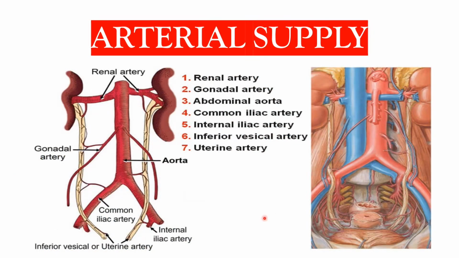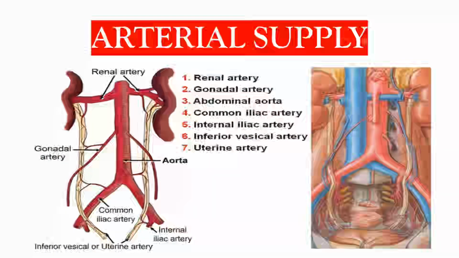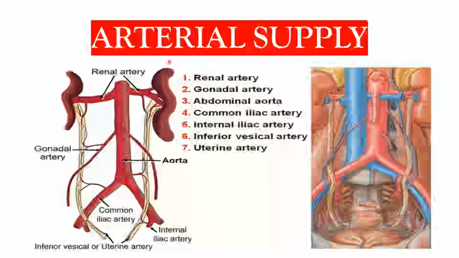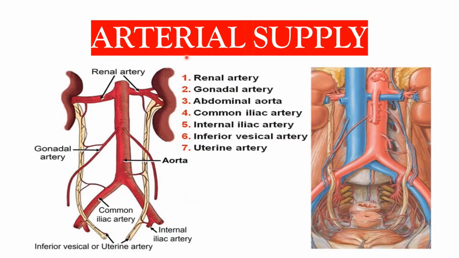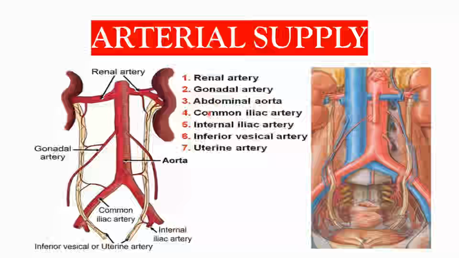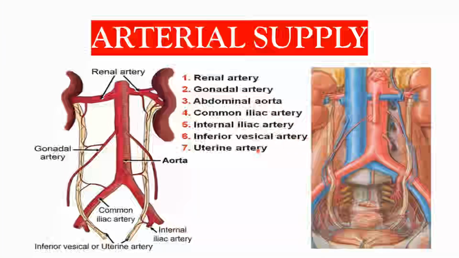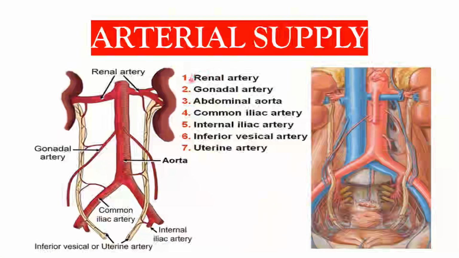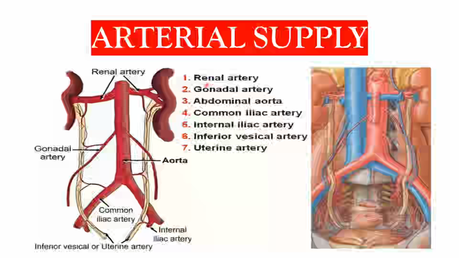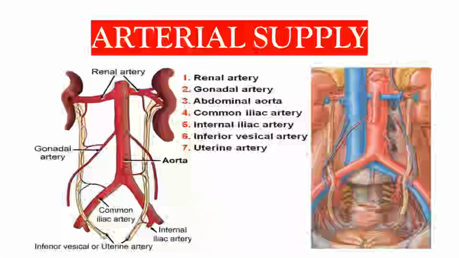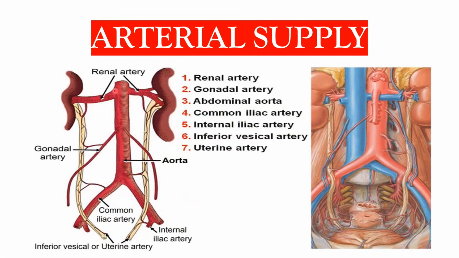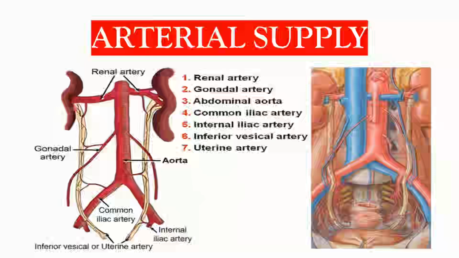So look at the arterial supply of the ureter. So the ureter is supplied by 7 arteries: the renal artery, the gonadal artery, the abdominal aorta, common iliac artery, internal iliac artery, inferior vesical artery, uterine artery. So you have branches coming from these arteries supplying the ureter. Okay, so this is the right kidney, this is the left kidney. Okay, so what we have here is the ureter.